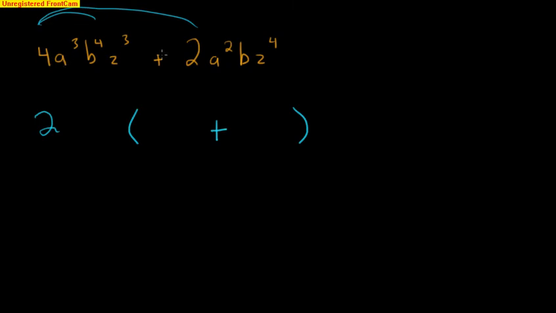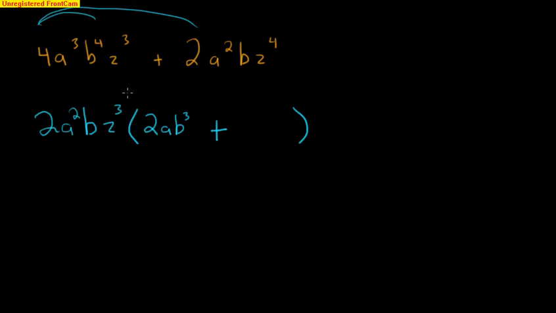A to the third, a squared, it has to be a squared. B to the fourth, b. I have to choose the smaller one, it's b. Z to the third, z to the fourth, it has to be z to the third. In the first term, if we divided 4 by 2, we'd have 2. If we divided a to the third by a squared, we'd have an a left over. B to the fourth divided by b, we'd have b to the third. And z to the third would cancel out.